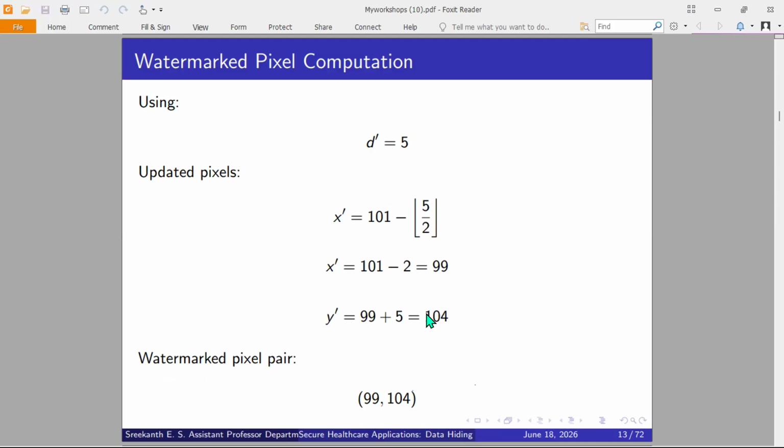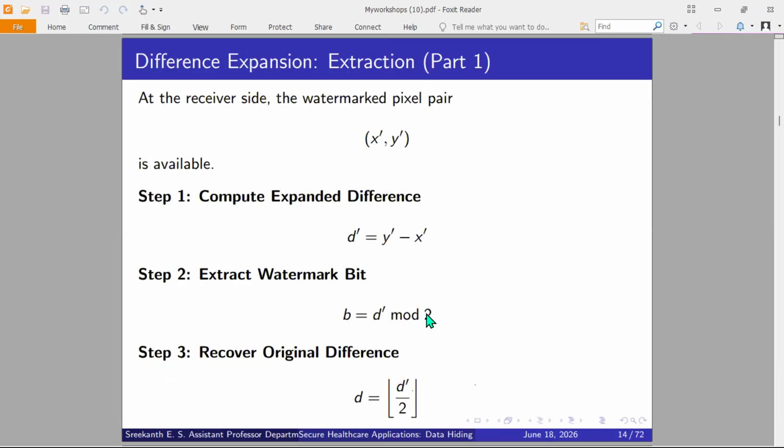Now what is happening? For every pixel pair, suppose 10 bits to embed, we will take 20 pixels and embed the bits. We will find out the new values as their corresponding watermarked pixel pairs. Now we will transfer the data with these values, and at the receiver, we will calculate the same operation. We will find d dash, that is y dash minus x dash, because the image is still carrying those updated values.